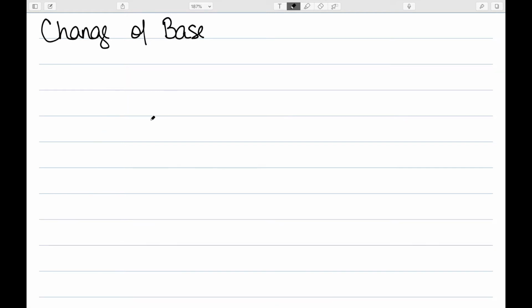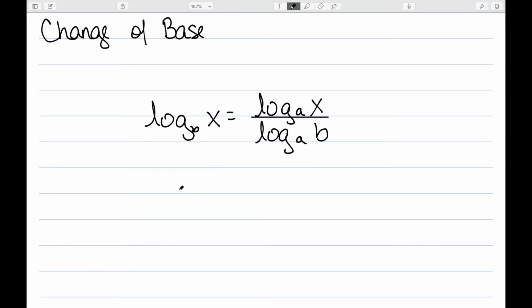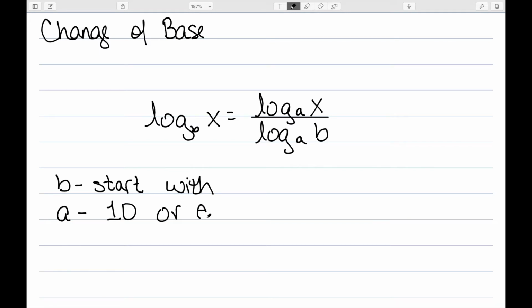formula. The change of base formula says log base b of x, so what we start with, is equal to log base a of x over log base a of b. So b is what we start with, and a is what we want to move to, which for our cases is either going to be 10 or e, since those are the two that our calculator evaluates. So let's look at some examples.